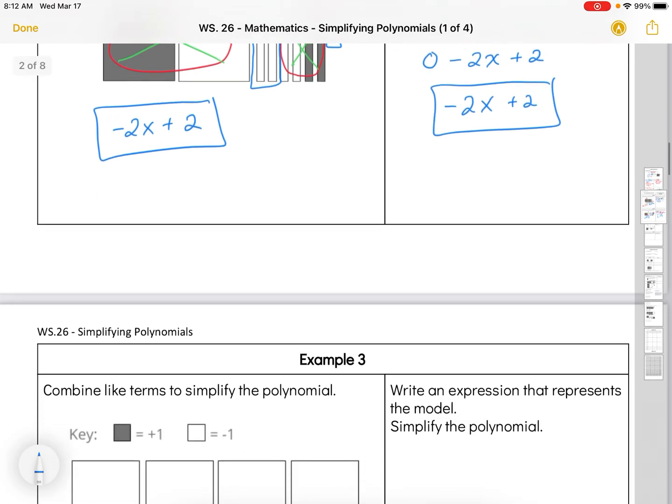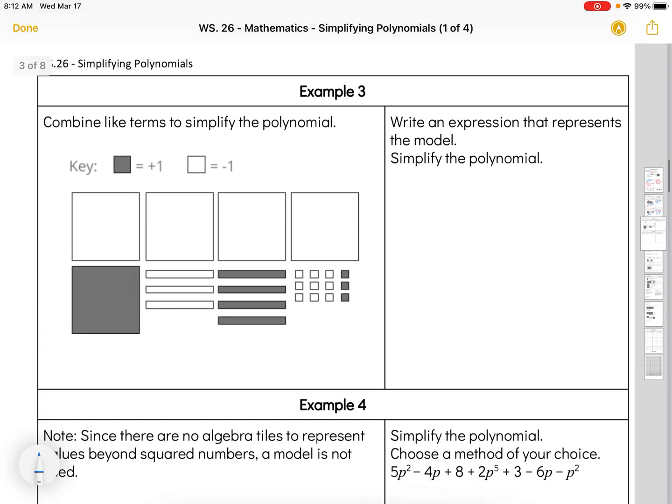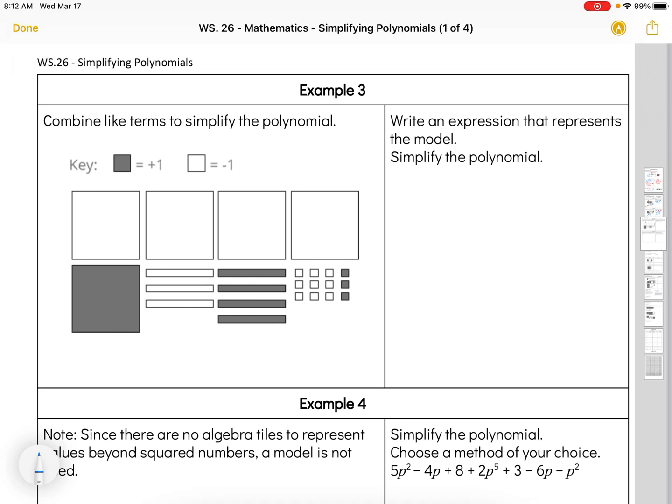Okay? All right. Let's do another couple of examples here just to reinforce this. And as I said, you can use any method. If you look at it and you go, Miss, I hate the algebra tile way, then don't do the algebra tile. Do the other way. I'm not going to dictate your method.